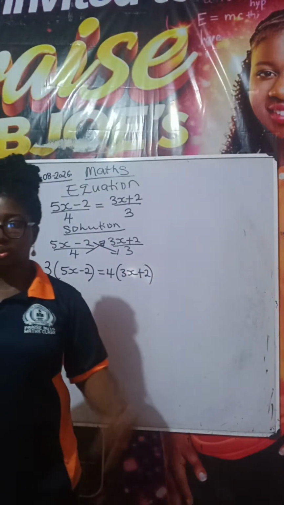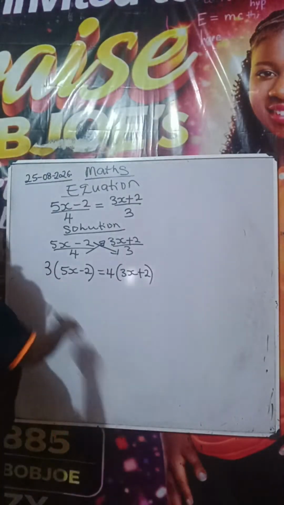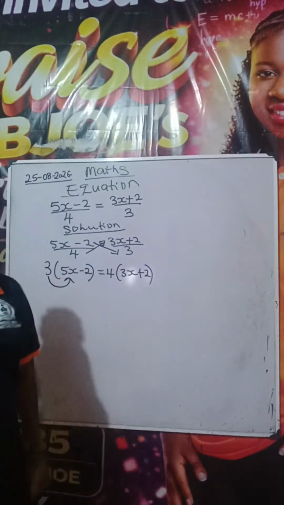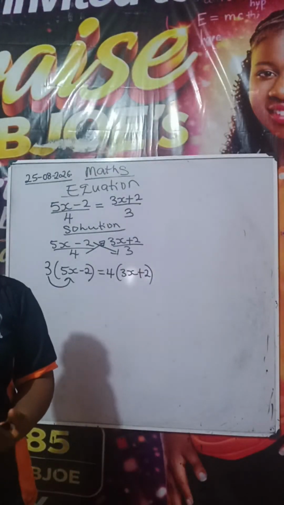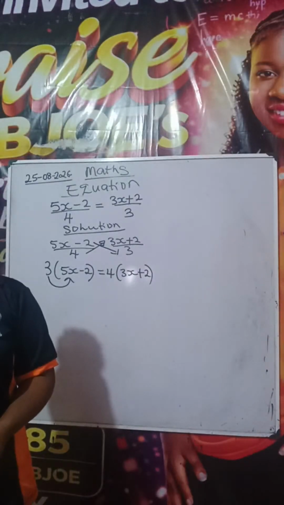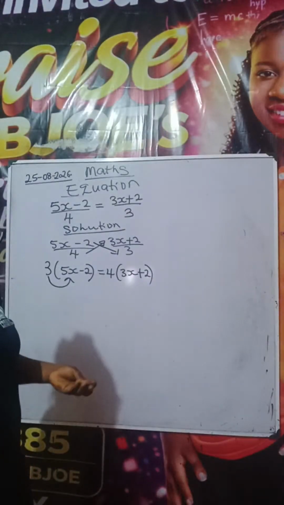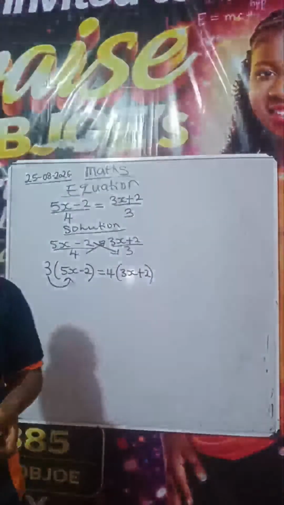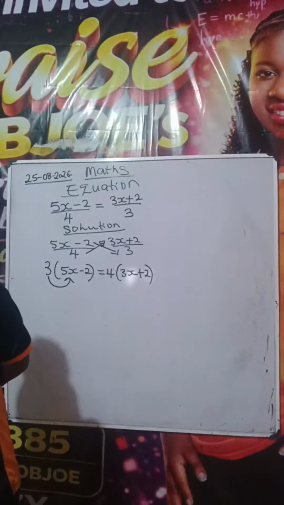Do you know what happened? We did cross multiplication. Now, this is going to multiply, so we have 3 times 5x. Everybody multiply. If 3 multiply 5x, what do we have? Jackson, what do you have? 3 times 5.